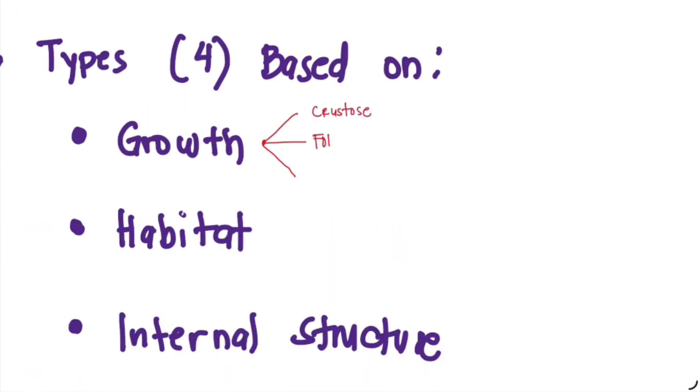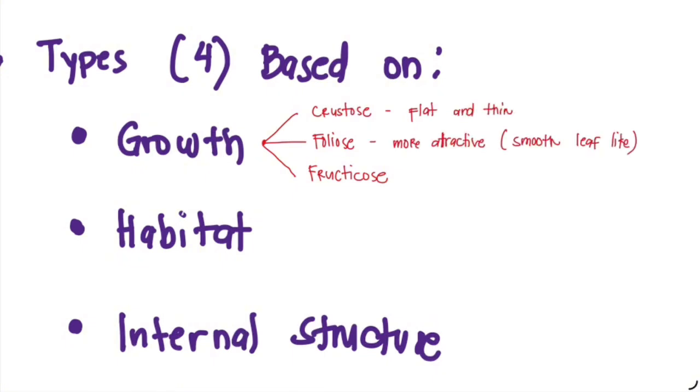Now for the crustose, yung itsura niyan, flat and thin yung growth. Foliose, more attractive kasi smooth leaf-like yung kanyang growth. Fructicose is actually most important. Bakit? Thin and branch kasi yung structure niya, less limiting.